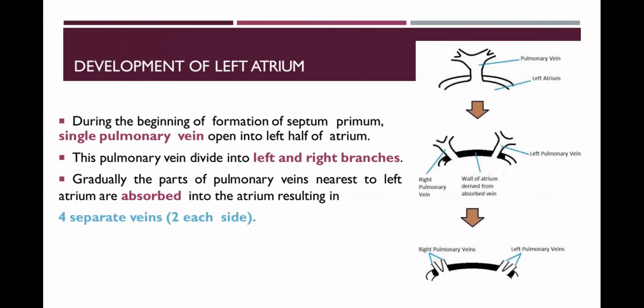Development of the left atrium. During the beginning of formation of the septum primum, a single pulmonary vein opens into the left half of the atrium. This pulmonary vein divides into left and right branches. Gradually, the parts of the pulmonary veins nearest to the left atrium are absorbed into the atrium, resulting in 4 separate veins, 2 on each side.